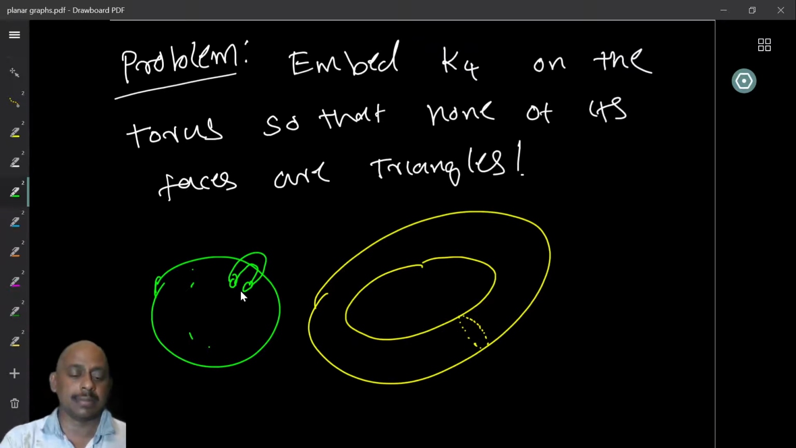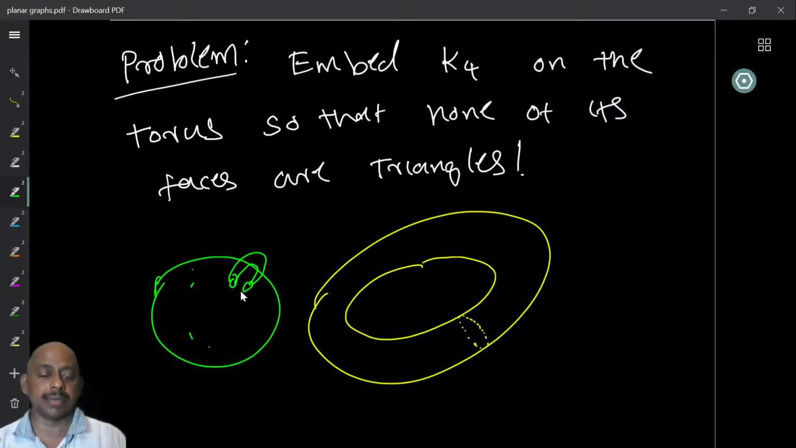So basically, the number of handles tells you the genus, and the genus of the torus is 1. And you can have higher genus. And when you increase the genus, you will see that you will be able to put more and more edges without the need for crossing, right? Because the surface becomes more complicated, you can do more stuff like this.